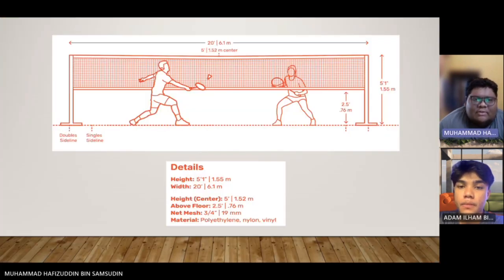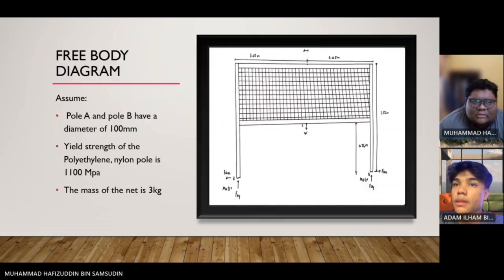This is the detail for our structure. This is a free body diagram for the badminton net. We assume pole A and pole B have a diameter of 100 millimeter. Yield strength of the polyethylene nylon pole is 1,100 megapascal. The mass of the net is 3 kilogram.